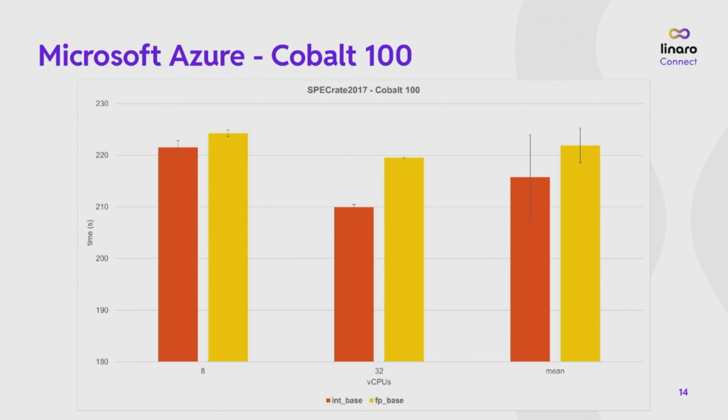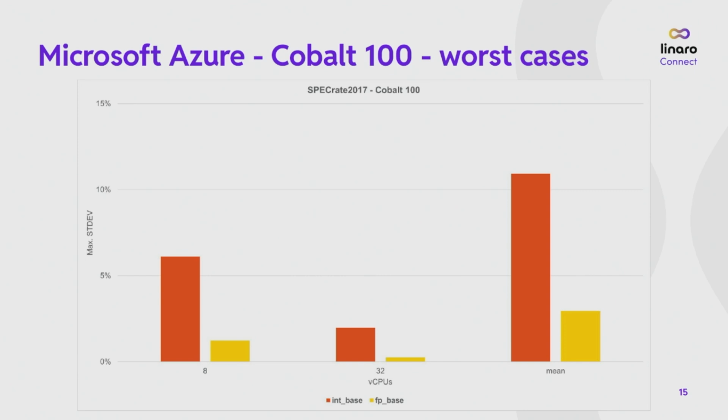And these are the results for the Cobalt 100 from Microsoft Azure. The results are similar to the previous ones, especially with regards to the variation. And the worst cases are more or less similar, around 1-2%. There was one instance that was over 5%, and across all instances, the biggest variation was 10%.